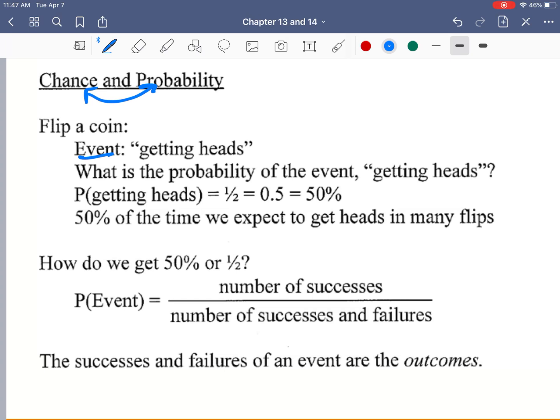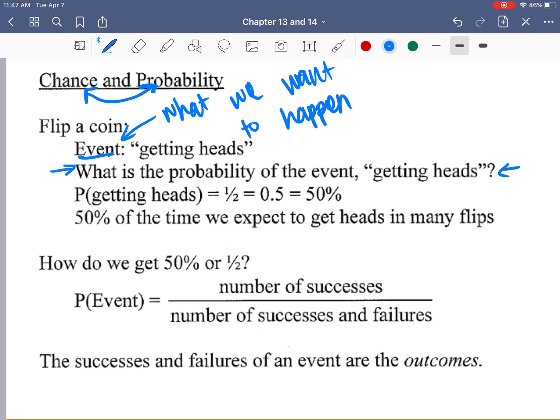With those, we've got some vocab words. So the first is event. Event is what we want to happen. So let's say you flip a coin and you want it to land on heads. The event is getting heads. If I want to know the probability of getting heads, this is how you write it as a sentence.